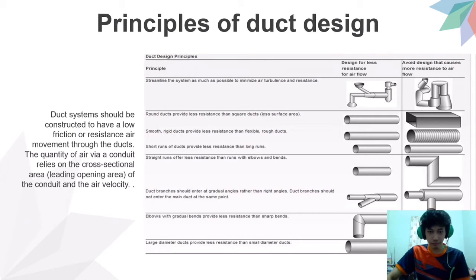Okay. So basically here we have the principles of duct design. A duct system should be constructed to have low friction or resistance to air movement through the ducts. The quantity of air via a duct relies on the cross-section area, the open area of the duct, and the air velocity. So they are designed for easy airflow, and you must avoid designs that cause more resistance to airflow. So this is the principle here.